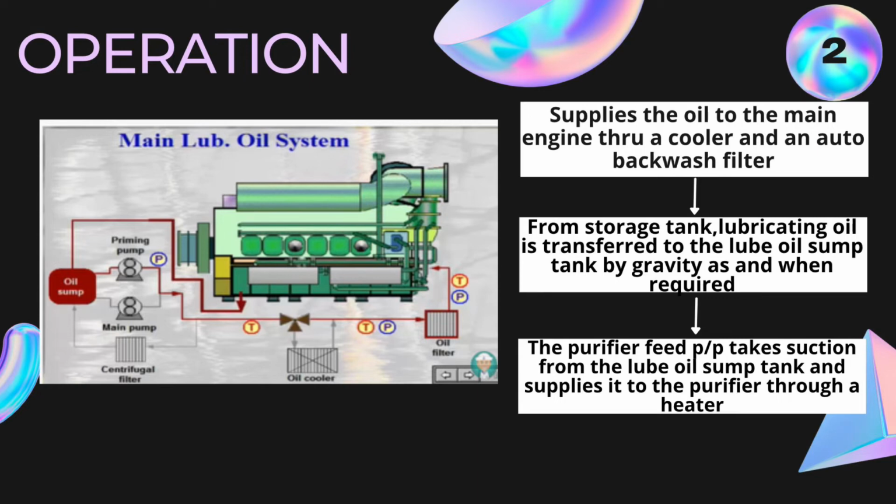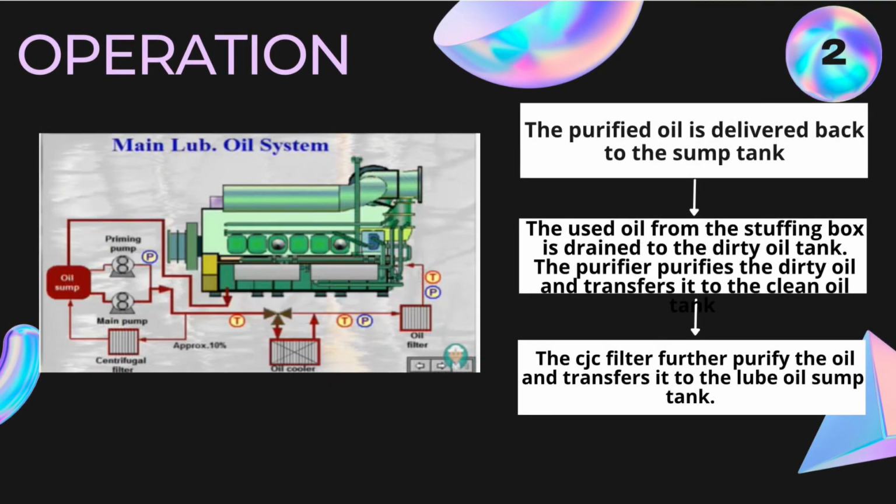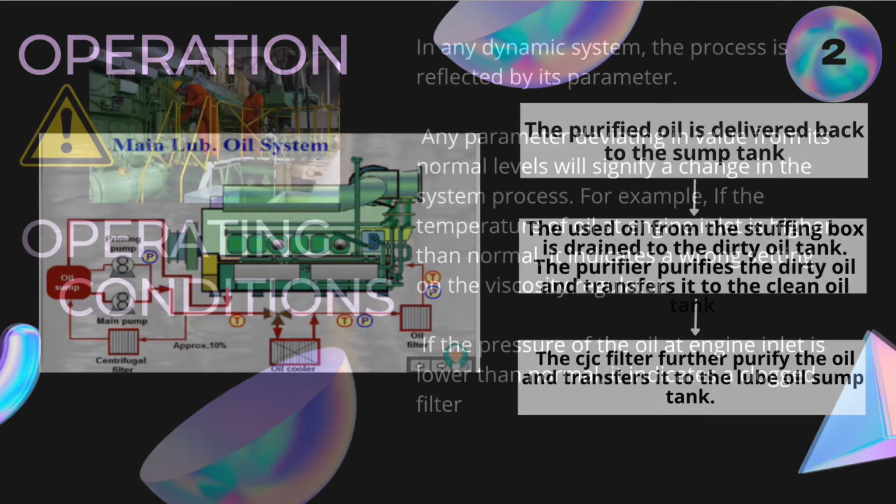Fifth, from the storage tank, lubricating oil is transferred to the lube oil sump tank by gravity as and when required. Sixth, the purifier feed pump takes suction from the lube oil sump tank and supplies it to the purifier through a heater. Seventh, the purified oil is delivered back to the sump tank. Eighth, the used oil from the stuffing box is drained to the dirty oil tank, and then the purifier purifies the dirty oil and transfers it to the clean oil tank. And lastly, the CJC filter further purifies the oil and transfers it to the lube oil sump tank.